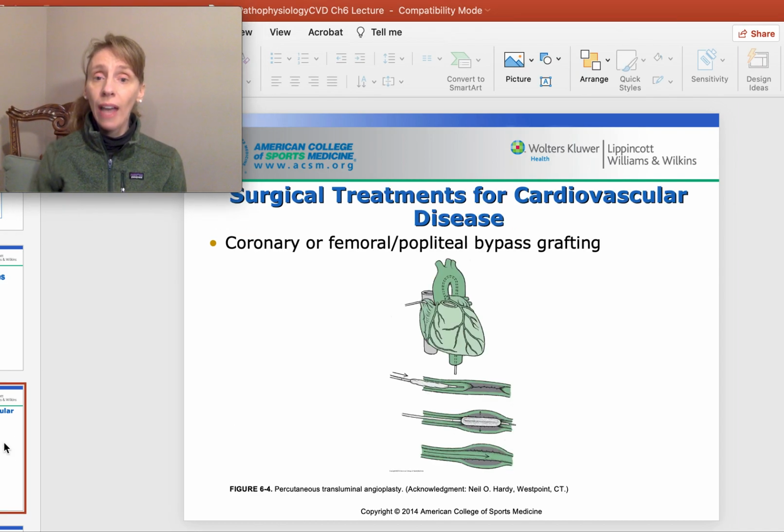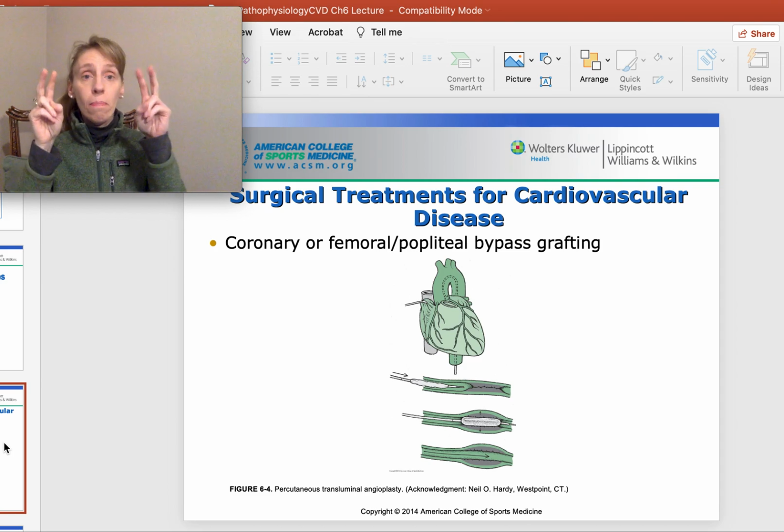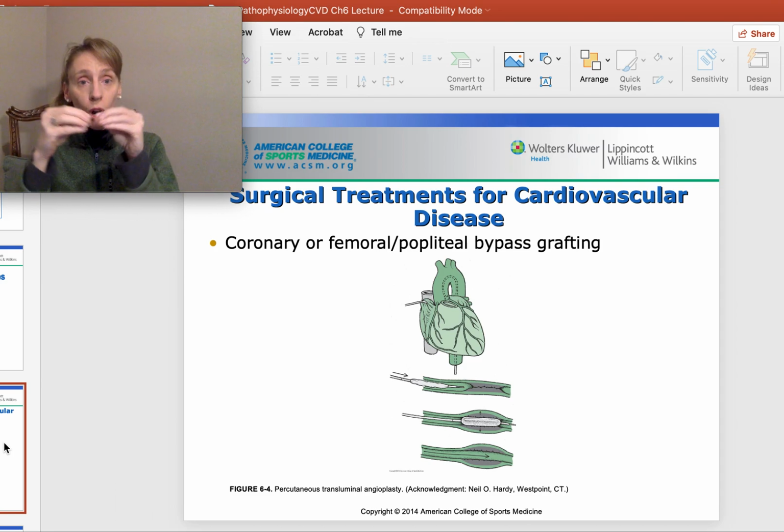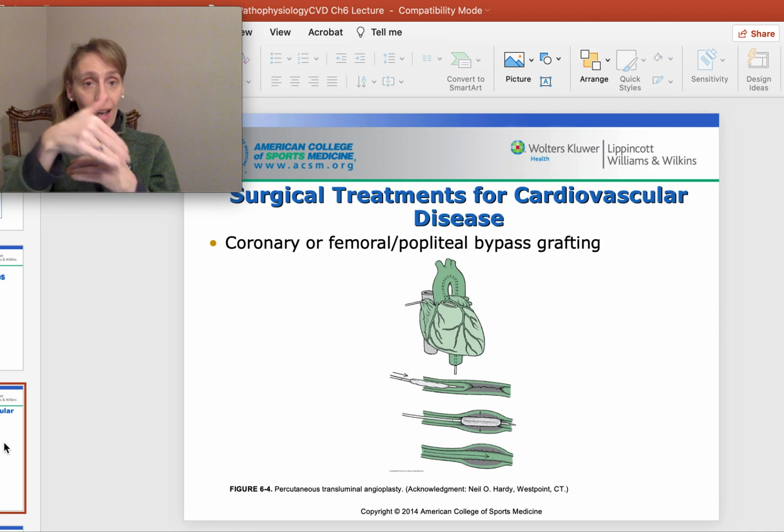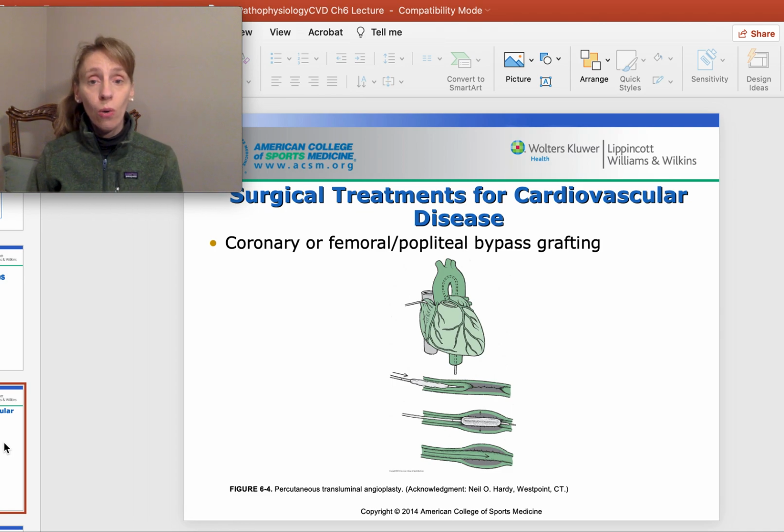When we take a look at surgical treatments for cardiovascular disease, if we're going to be using the open heart surgery, the CABG, the most common way they make the bypass graft, the new arteries for the bypass around the old blockages, are usually going to be commonly the femoral or popliteal bypass graft. We'll talk a little bit more and I'll show you what that means, how to bypass.